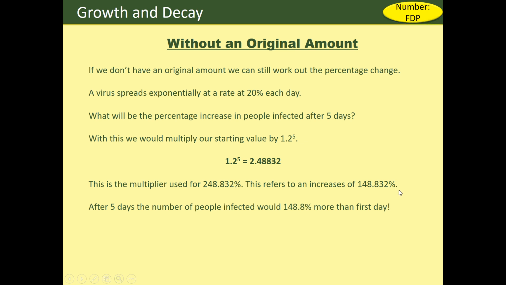This refers to an increase of 148.832%. So a 20% increase each day means that after 5 days, the number of people infected would be 148.8% more than the first day. It's roughly 2.5 times as many people.